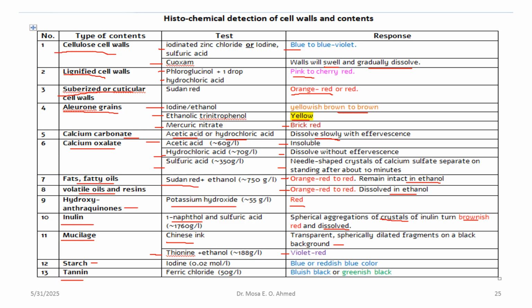Starch, which is different from inulin, can be stained with iodine, giving a blue or reddish blue color. And tannins, as the last class of secondary metabolite, are phenolic compounds that can be stained with ferric chloride, and they give a bluish black or greenish black stain.